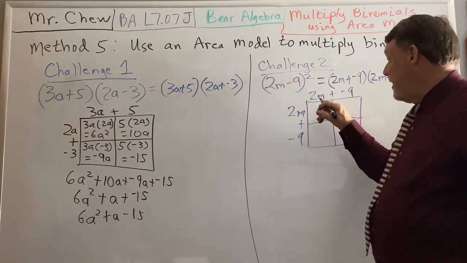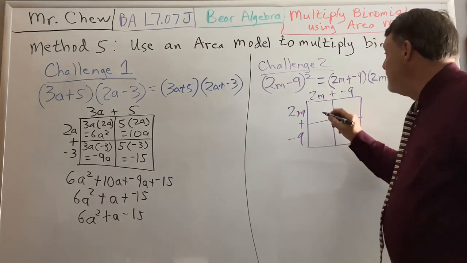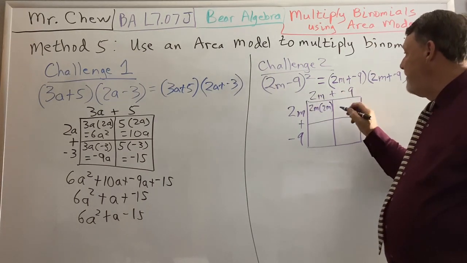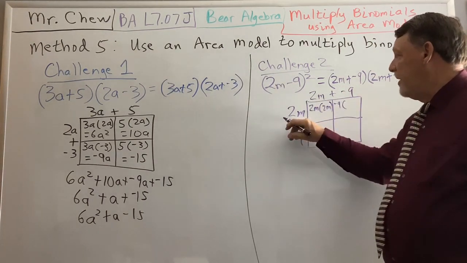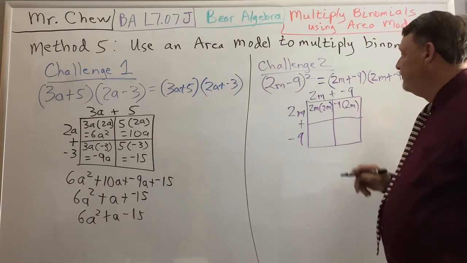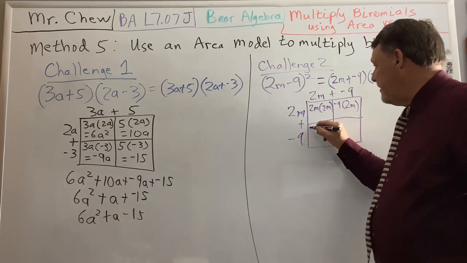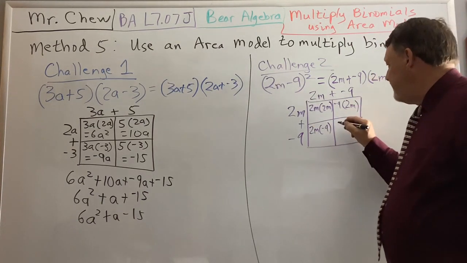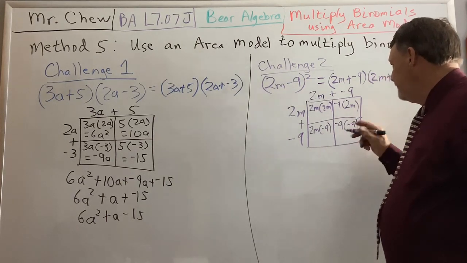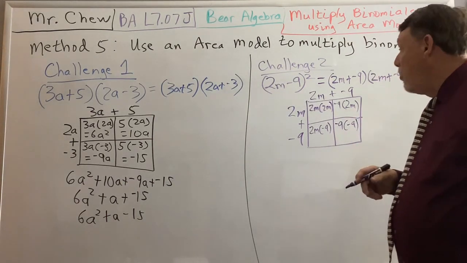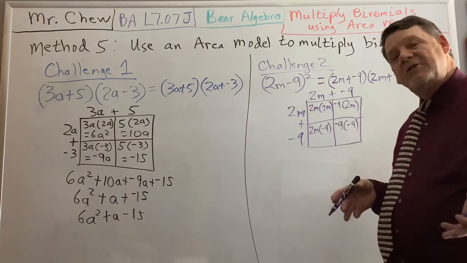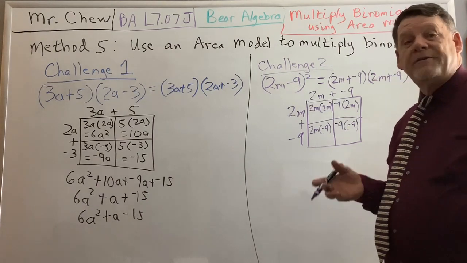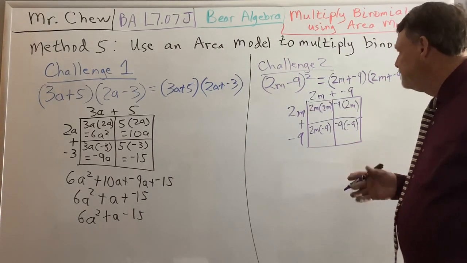Now I'm just going to take and multiply my 2m times my 2m. And then I'm going to take my negative 9 times my 2m. Then I'm going to take my 2m times my negative 9. Then I'm going to take my negative 9 times my negative 9. Now what? Now I go back in and I multiply the terms in each of the smaller rectangles, write it down underneath, combine any like terms. Then if I have any plus the opposite, I change it to subtraction.